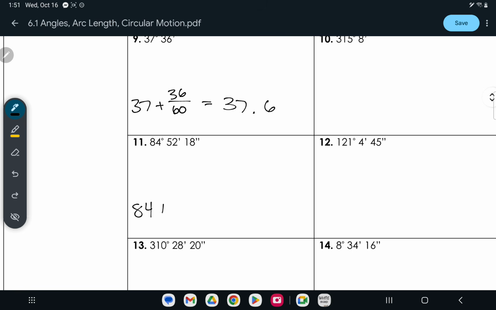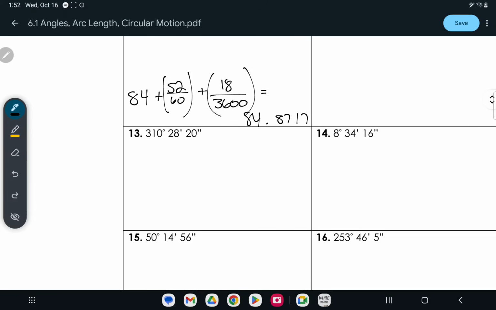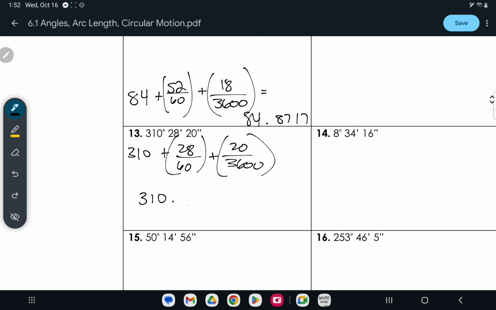This gives me 84 plus 52 divided by 60 plus 18 divided by 3600. So as long as I put parentheses around these, I can throw it in a calculator and I'll get 84.8717. So I get 310 plus 28 divided by 60 plus 20 divided by 3600. And again, put the parentheses and we'll get 310.4723.